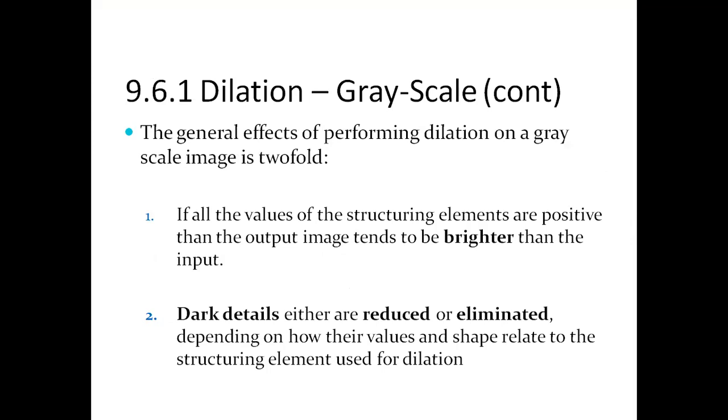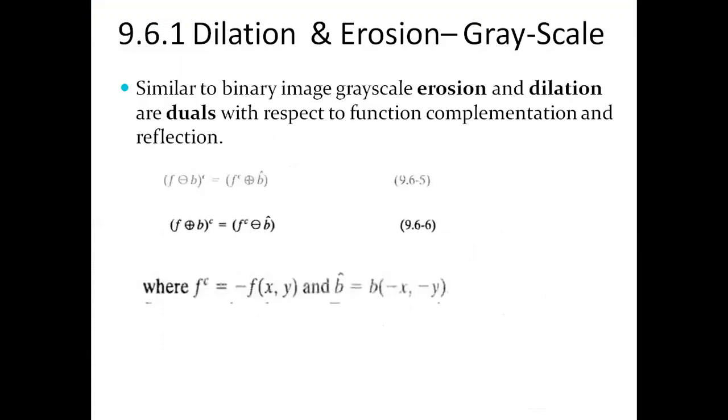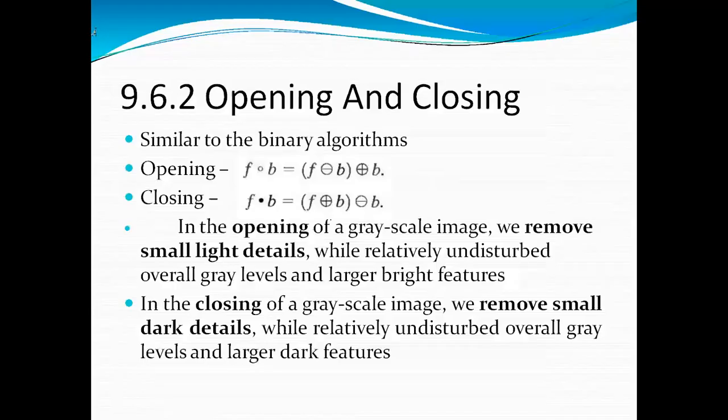When we have a grayscale image, we take a simple dilation function with a structuring element of height A, and its dilation for various positions. The complete result of dilation is shown here. Dilation and erosion on grayscale images have complementation and reflection properties. Similarly, we also have opening and closing.